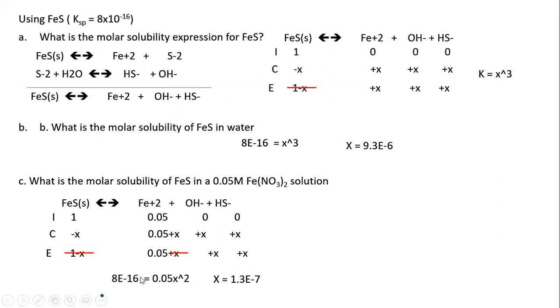So notice how the solubility of iron 2 sulfide decreases when we have a common ion present. We compare it to water, which was 9.3 times 10 to the negative 6. Iron 2 sulfide is 1.3 times 10 to the negative 7. So whenever a common ion is present, it decreases the solubility.